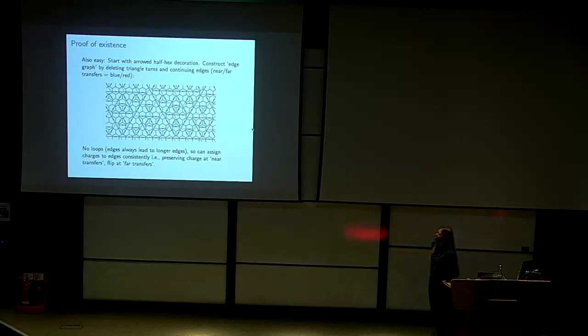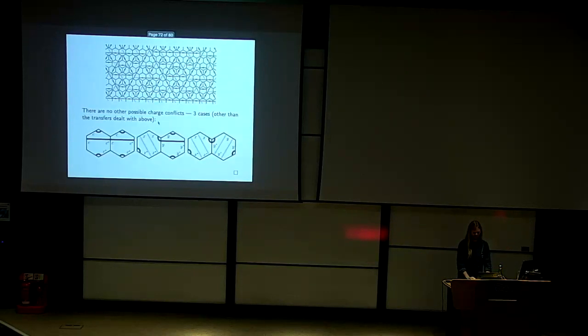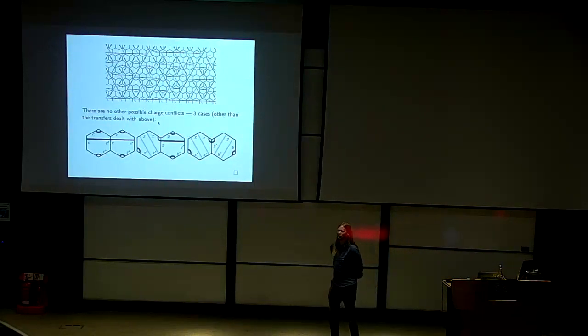So because edges always lead to longer edges, we have a tree, or at least a union of trees, and that means that I can assign charges so that the charges always flip sign at far offset or preserve sign at near offset. Right? I just put a charge anywhere on this graph, and then that determines where the charges are everywhere else. Okay, so I can make sure that the charges are consistent when I do these edge transfers, and there are only 3 other cases to think about. So the only other 3 cases are that 2 straight edges meet, but we've dealt with that because we know that the charges here are opposite by the way we've consistently assigned charges to edges.